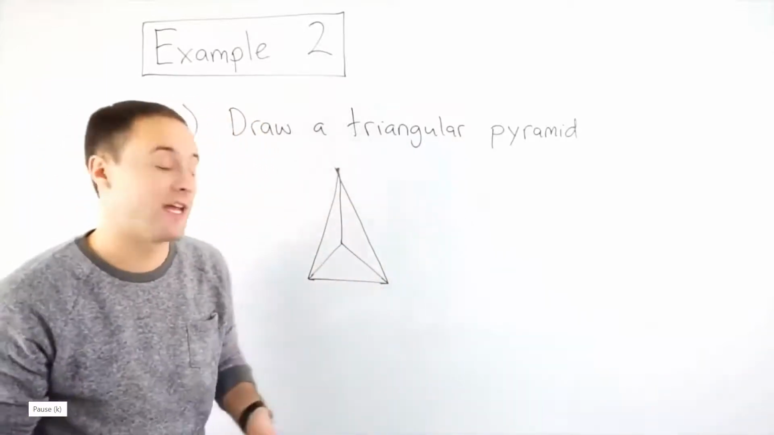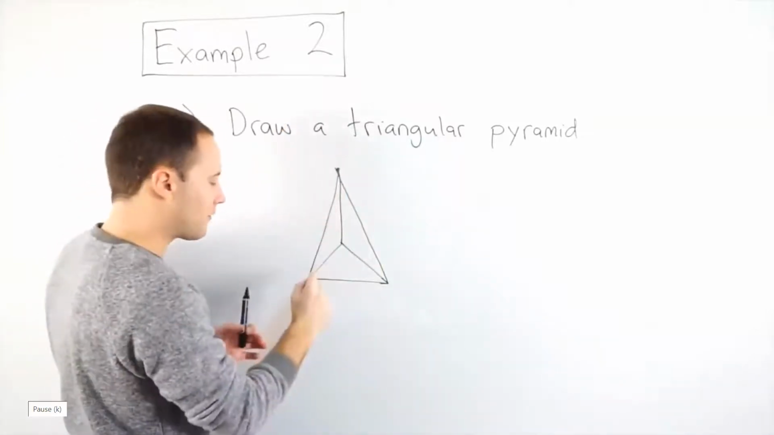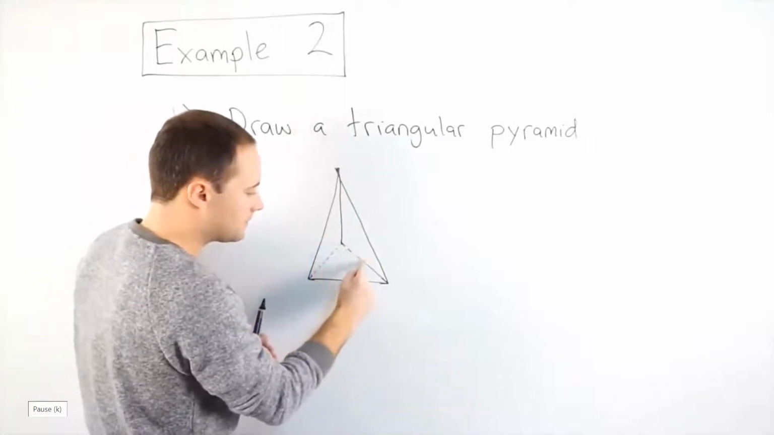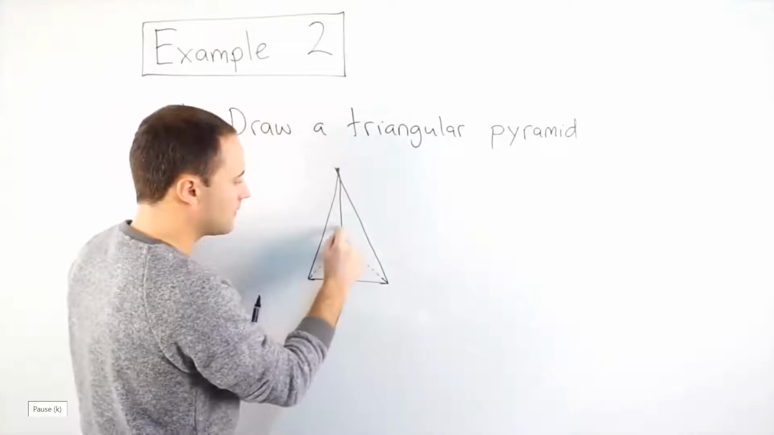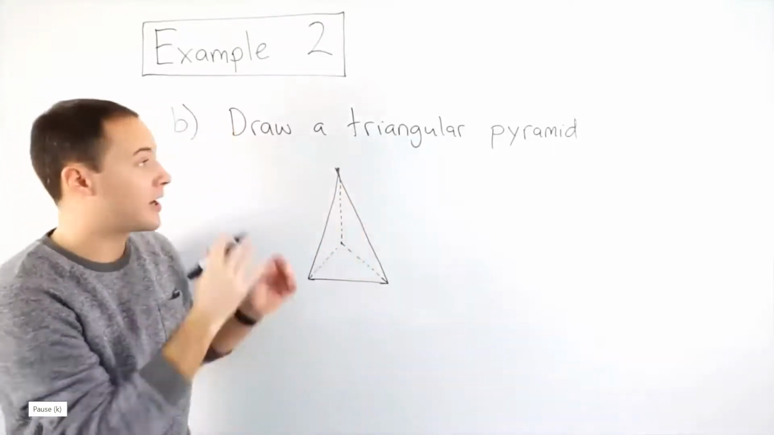And then you got to make your hidden lines. So I'm going to make this face here the front, so these are going to be all hidden. Okay, and that is your triangular pyramid.